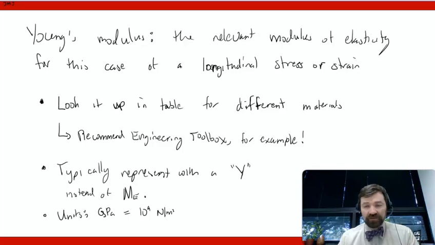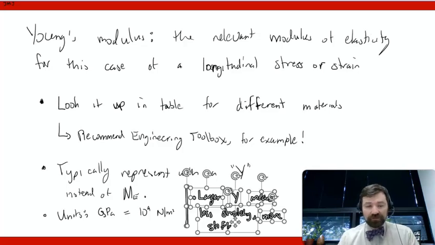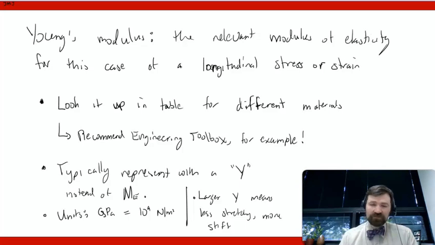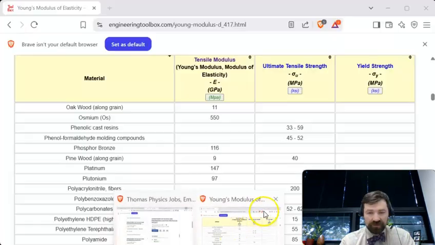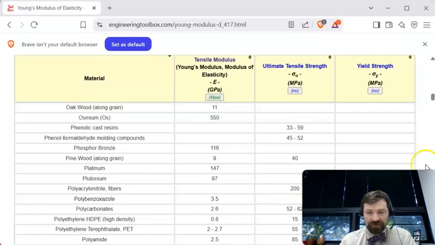And this is kind of the key concept here. A larger modulus of elasticity typically means an object which is less stretchy and therefore more stiff. So if I have a very large modulus of elasticity, it's harder to make the object stretch when you pull on it. All right, so we looked up some values on this engineering toolbox. So let's maybe make use of one of them and do a simple example.